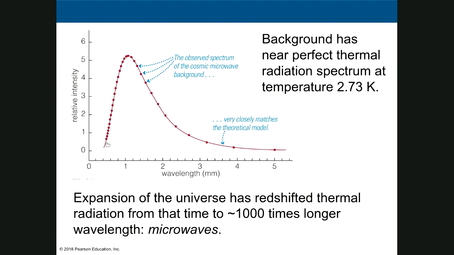2.73 should be here. So this peak is, oh no, this is the temperature. That's the wavelength for that temperature. Got it, okay. So the peak with this wavelength corresponds to about 2.73 Kelvin. And the expansion of the universe has redshifted thermal radiation from that time to 1,000 times longer wavelengths, which takes it from visible into microwaves. So this allows us to get an idea of how long it's been since the radiation was emitted, just by looking at the stretched frequency of it.